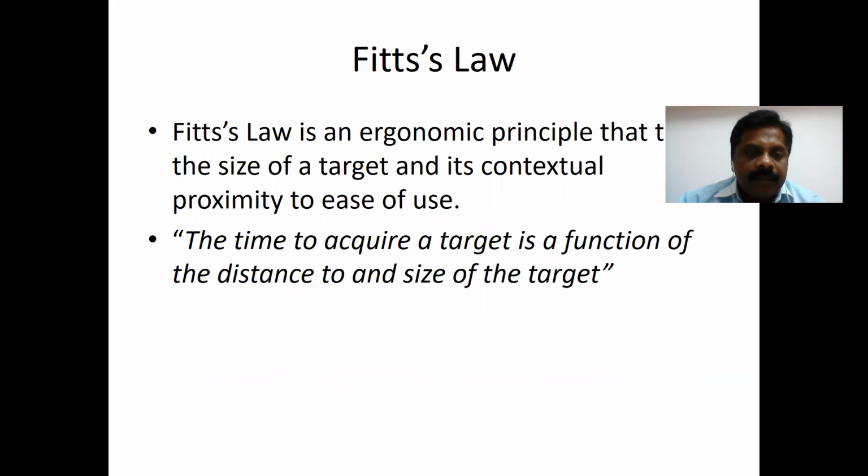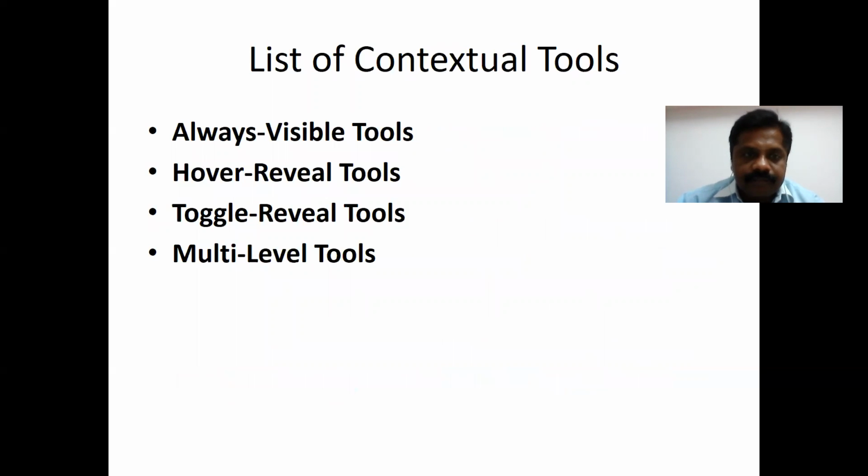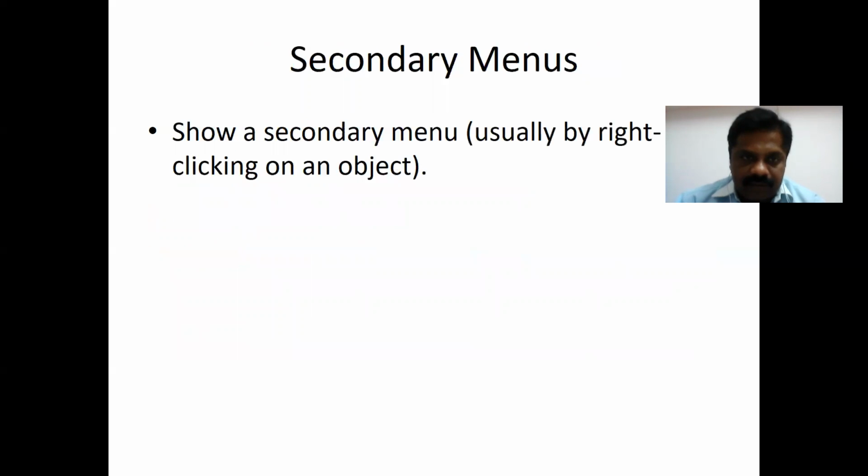Fitts' law. Fitts' law is the ergonomic principle that ties the size of a target and its contextual proximity to ease of use. The time to acquire a target is a function of the distance to and size of the target. The list of contextual tools: always visible tools, hover reveal tools, toggle reveal tools, multi-level tools. These are all the four types of contextual tools.